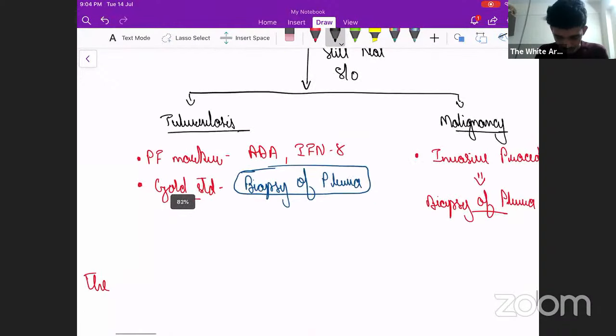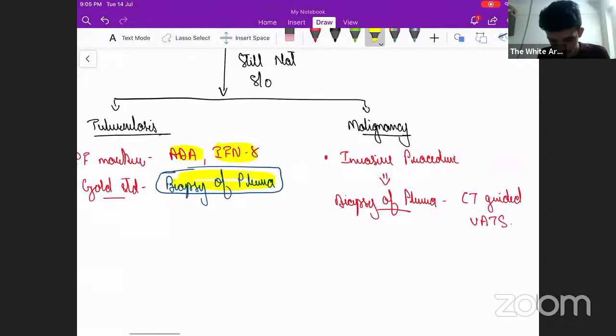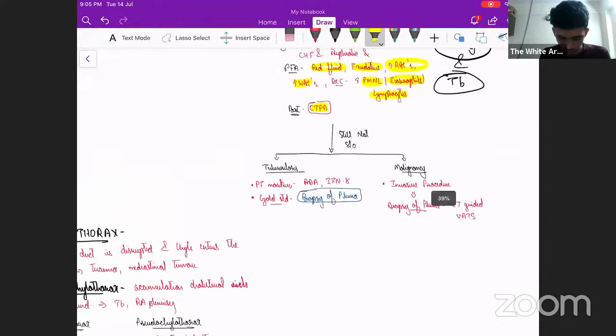Okay, so in TB, once the pleural fluid analysis is not diagnostic, we can go ahead and do pleural fluid markers like ADA, interferon gamma, or gene expert, all those things. But the gold standard is biopsy of the pleura. We don't need it to be image guided; a direct pleural biopsy can also give a good yield. But in case of malignancy, we should always consider an invasive procedure. That is the best, either CT guided or video assisted thoracoscopy.